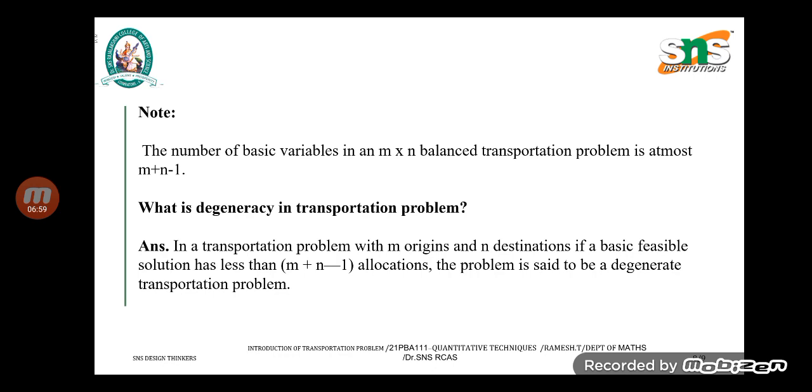The number of basic variables in an m by n balanced transportation problem is at most m plus n minus 1. So how many basic variables are involved in the transportation problem? m plus n minus 1, that is, m rows and n columns minus 1. That many occupied cells are entered into the transportation problem.